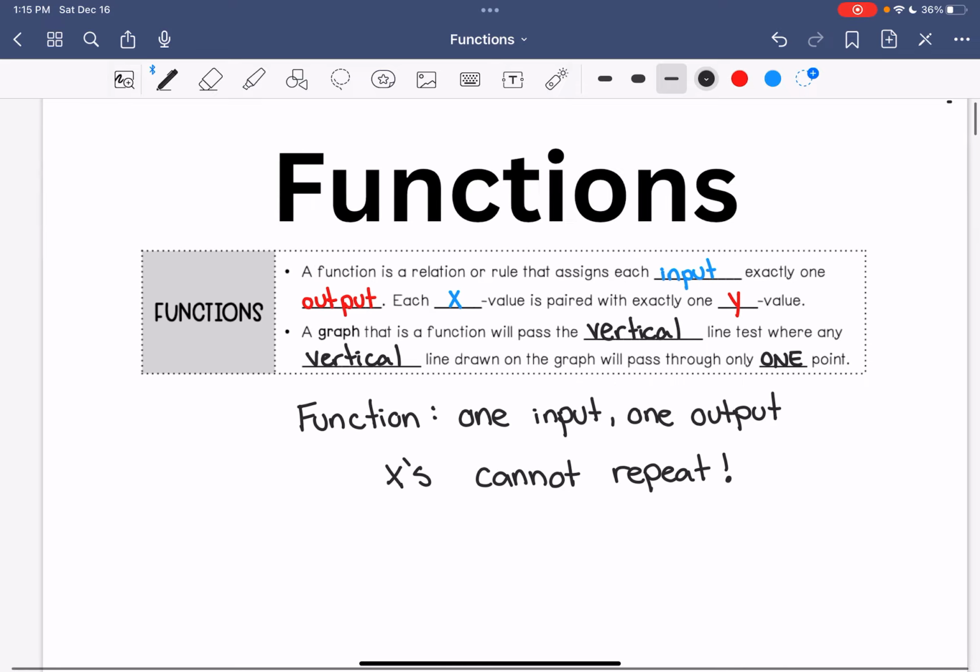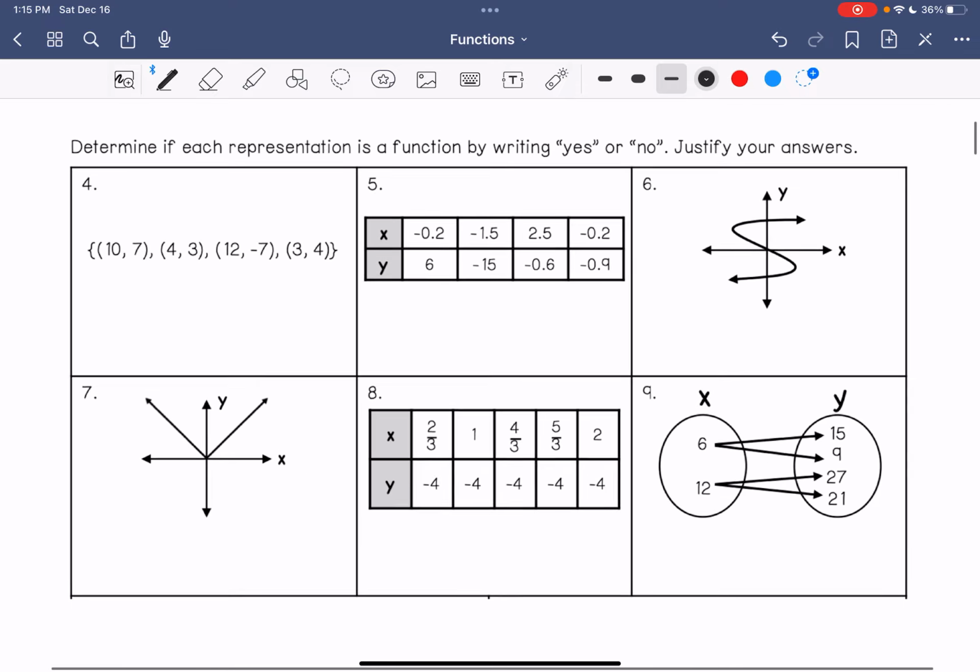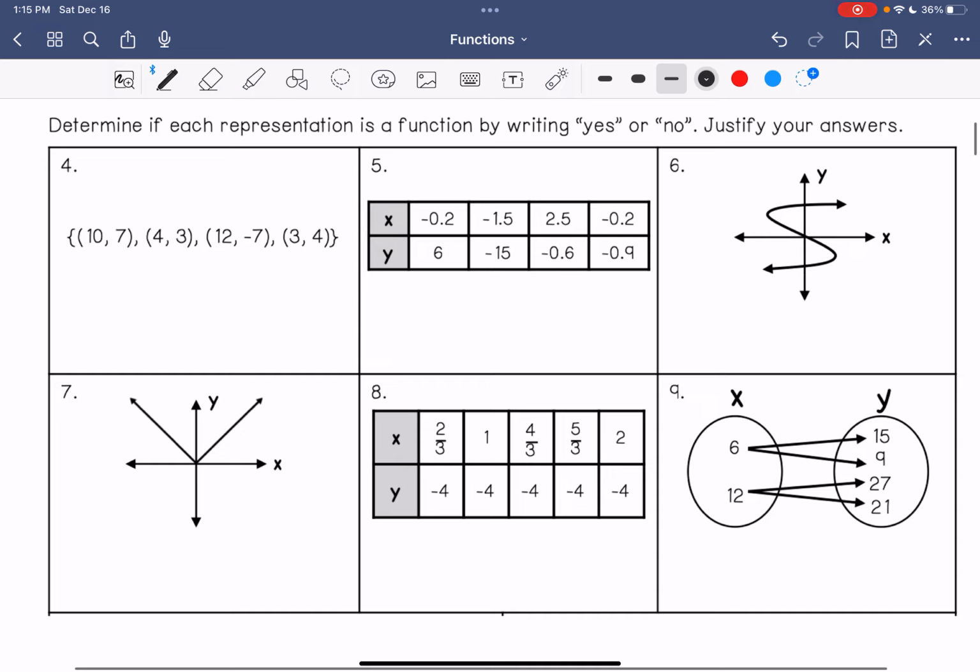So let's go ahead and take a look at some problems for that. If you want to try it on your own, I would go ahead and pause and try these questions out. For each one, you're just determining if each representation is a function, and please justify your answers.